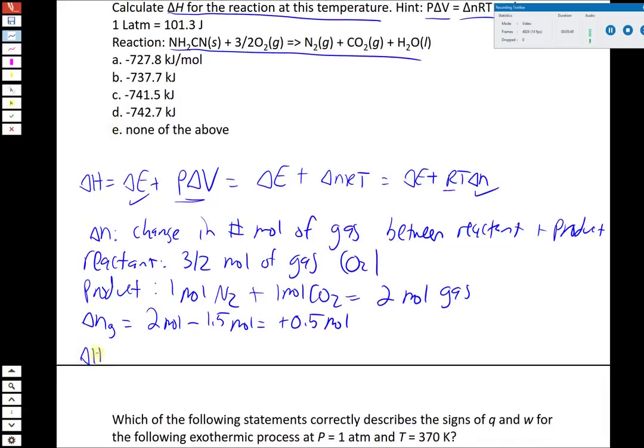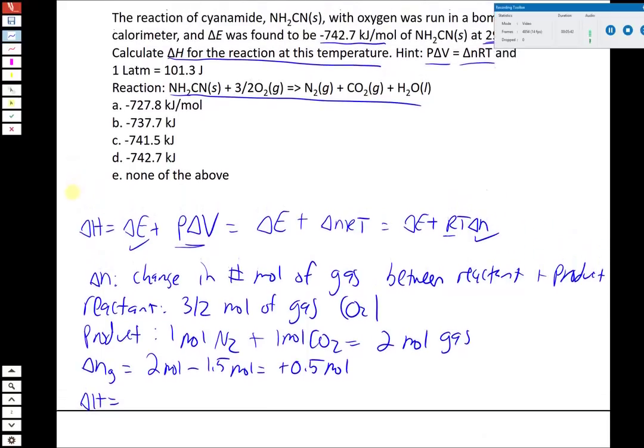So finally, we can put the numbers in. Delta H is going to be our given delta E, which is minus 742.7, plus R, the universal gas constant. So this is in kilojoules. And we need RT delta N.